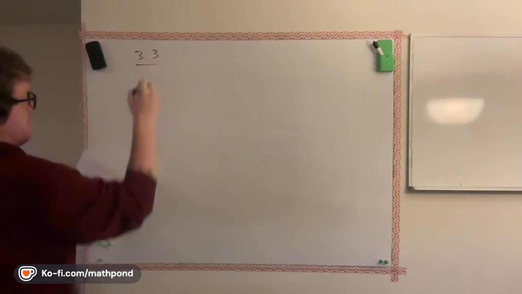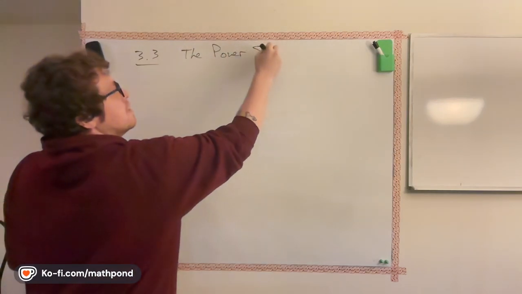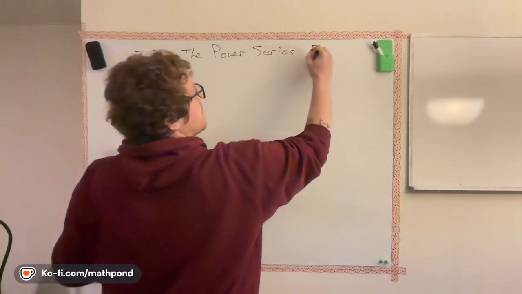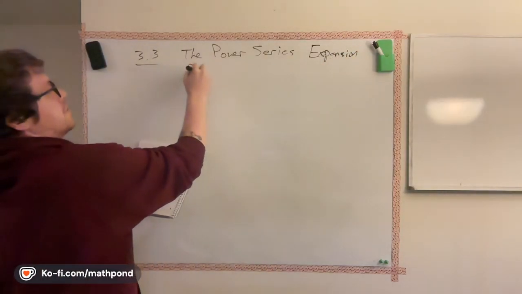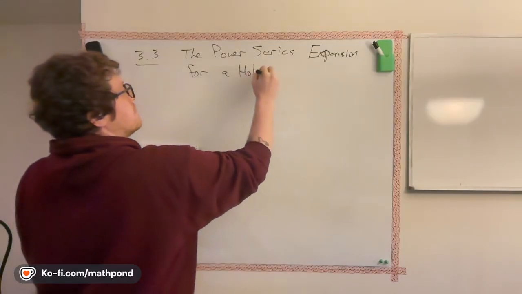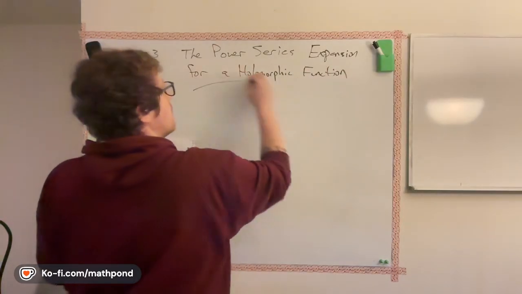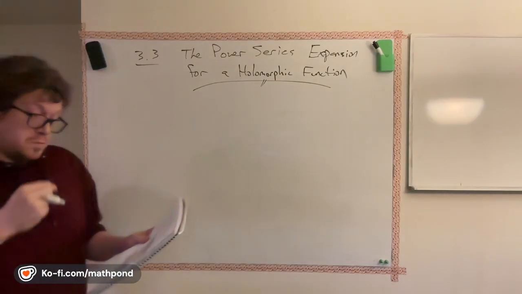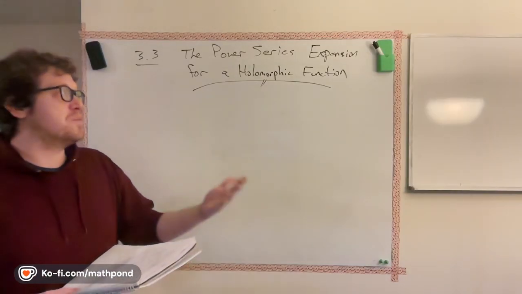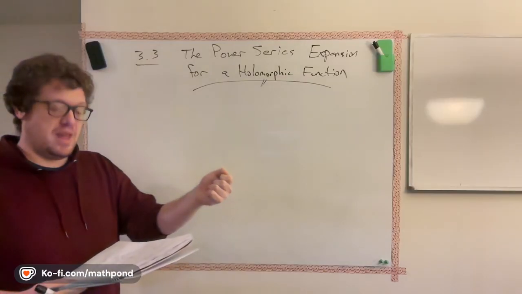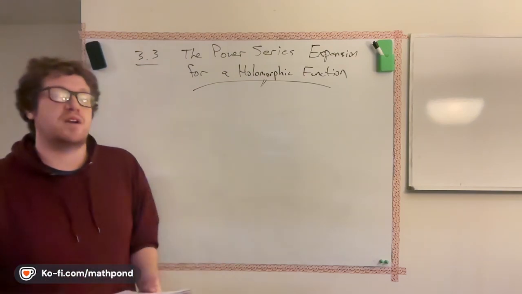So then this is 3.3. And this is specifically talking about the power series expansion for a holomorphic function. This first theorem says, if we have a holomorphic function on an open set and I pick a point, then there actually is a Taylor series and it does converge to the function, at least in some positive radius of convergence.